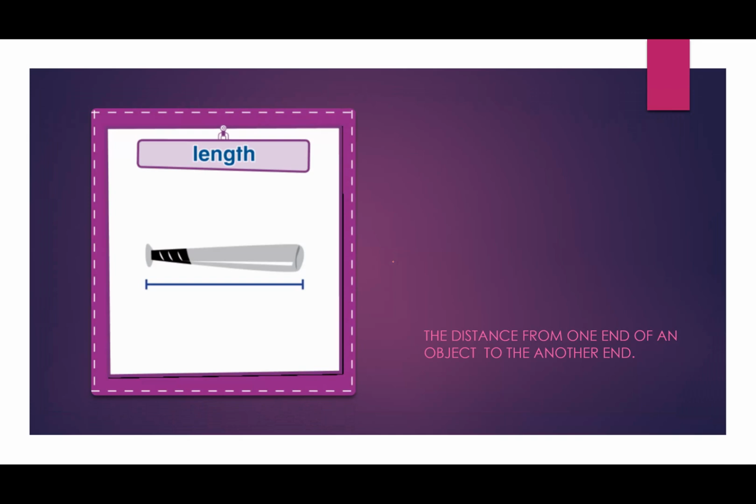Now, what do you mean by length? Length over here means the distance from one end of an object to the other end. This means length. There are so many objects around you, right? If I want to see how long it is, how will I know? I will measure it, right? This is called length.